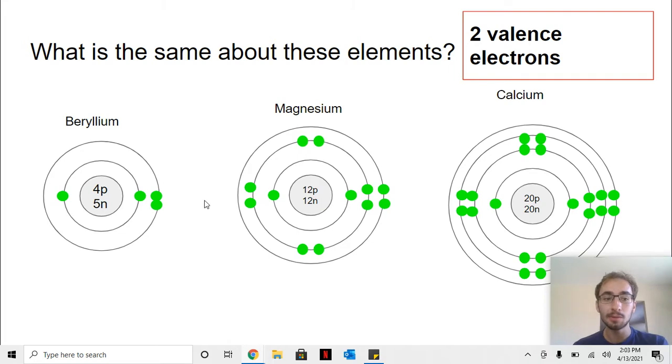So magnesium, beryllium, and calcium, even though they have way different numbers of electrons, protons, and neutrons, all three of them have two valence electrons. So they all have two electrons on the outside ring. That makes them have similar properties.